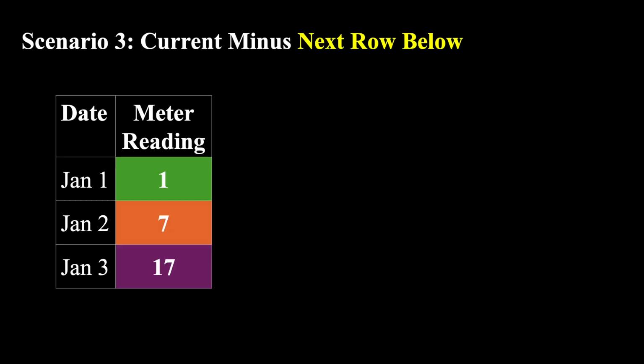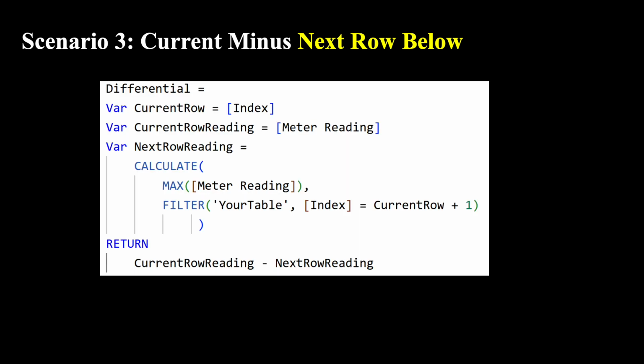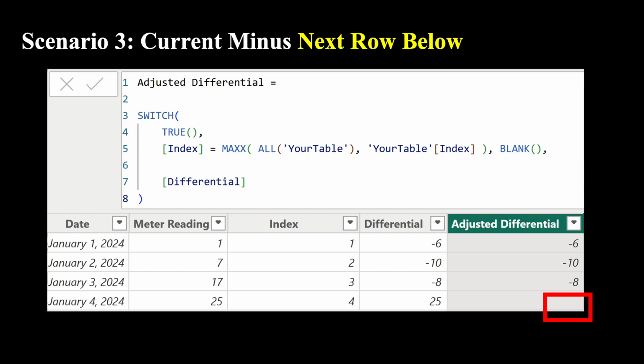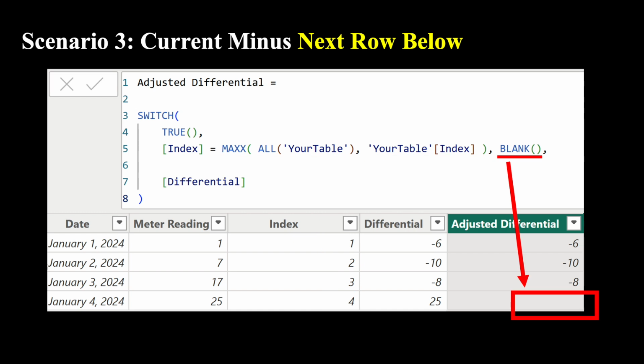Now let's check out scenario 3, which is the current row minus the next row below. Same thing here, all we need is to change it to index plus 1, meaning the next one row below the current row. Again, we need to make the very last row blank, because there's no next row below the last row. We will use the MAXX function to get the largest index value across the table, meaning getting the very last row at the very bottom, and then we just need to assign a blank value to it.